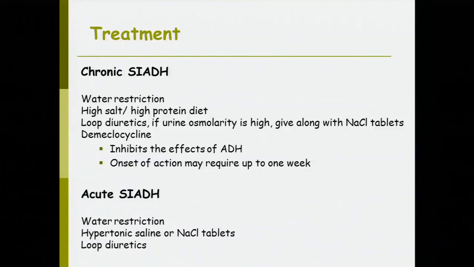And then with SIADH, we talked about water restriction with a high salt, high protein diet. We talked about loop diuretics, right? When to use that? Shut down the sodium-potassium-2-chloride pump by using your Lasix. And then demeclocycline is for the long run, and we don't use it as much these days. And then acute SIADH, we're saying water restriction and hypertonic saline. So we've touched on that as well. Good?